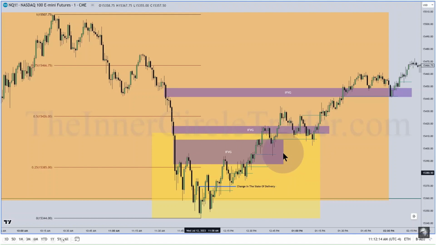It's respecting that old gap. So that makes this an entry off of what? This inversion fair value gap right here. The market finds support here, rallies, takes out the high, and trades up into what? The next gap over here, which will be treated as what? An inversion fair value gap.